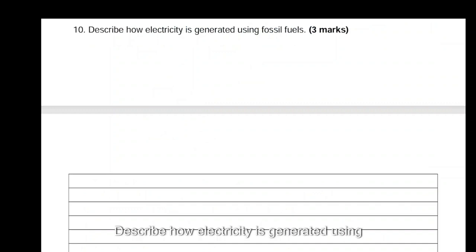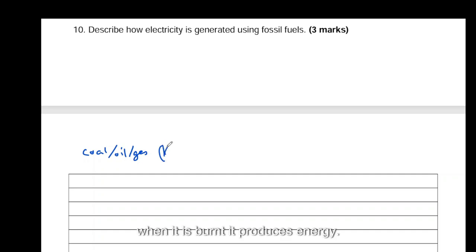Question number 10. Describe how electricity is generated using fossil fuels. So fossil fuels are coal, oil, gas, those things. Now it's a 3-mark question, so you're not really expecting a lot of details. So what you need to say is the fossil fuel, coal, oil or gas, is burnt. So when it's burnt, it produces energy. Now this energy is used to heat water. Now water is heated and is turned into steam.